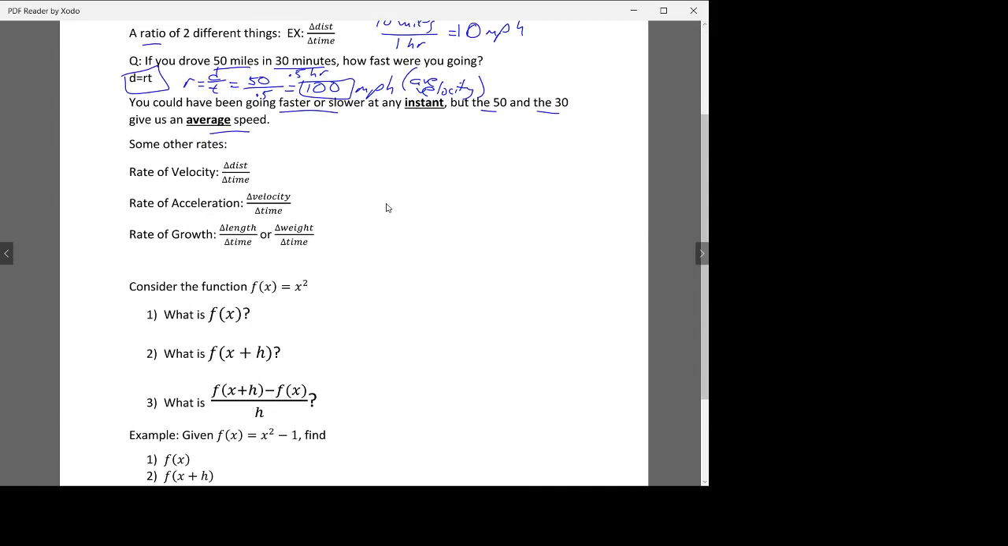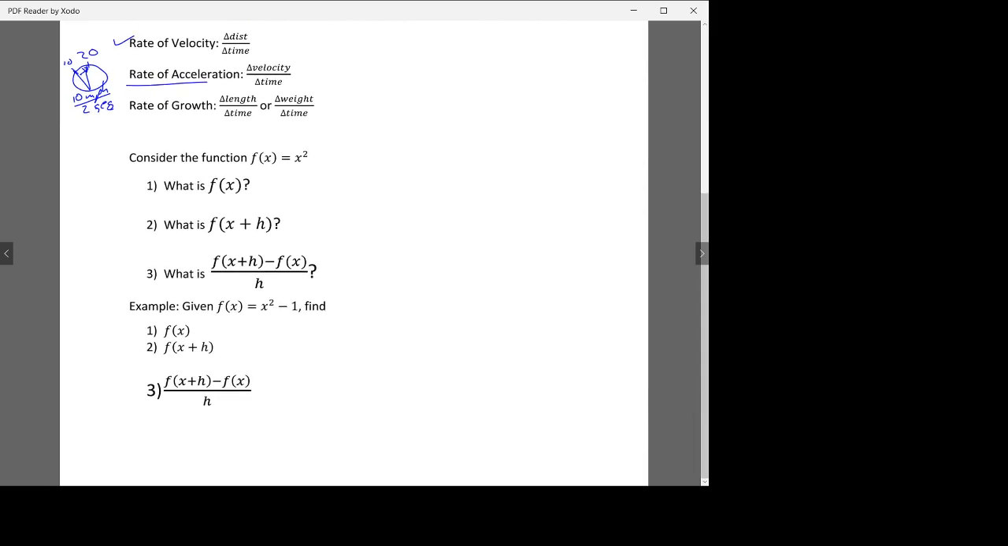And some other rates, you can have, of course, the rate of velocity like we looked at. And you can also have acceleration. So if you think about the speedometer on your car, maybe in 2 seconds you go from 10 miles per hour to 20 miles per hour. So you change 10 miles per hour in 2 seconds. Well, that's called rate of acceleration. And then a rate of growth, you just have change in weight over time or length over time. Usually time is something we look at a lot.